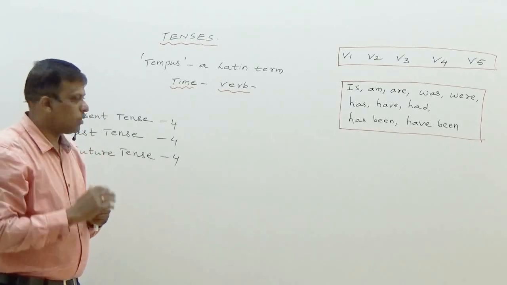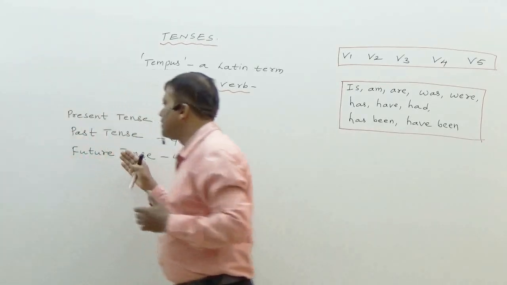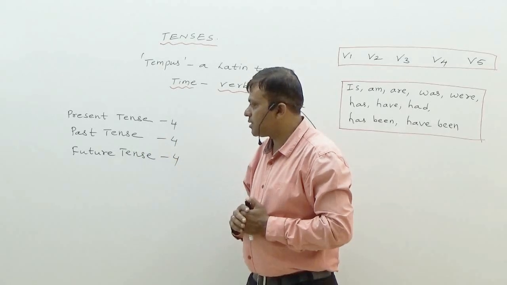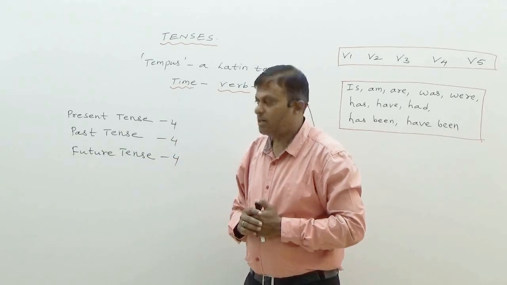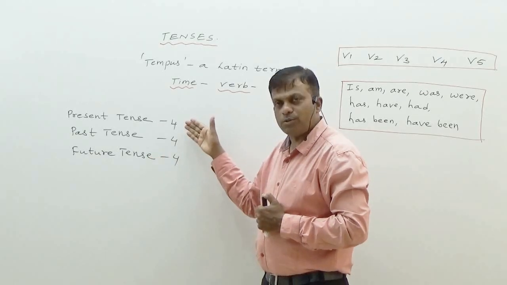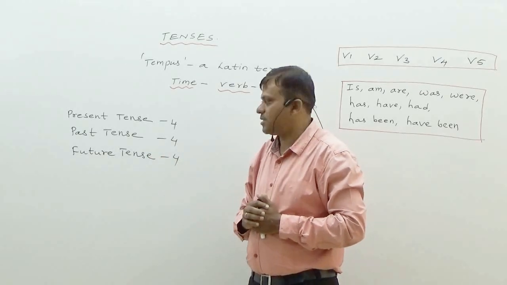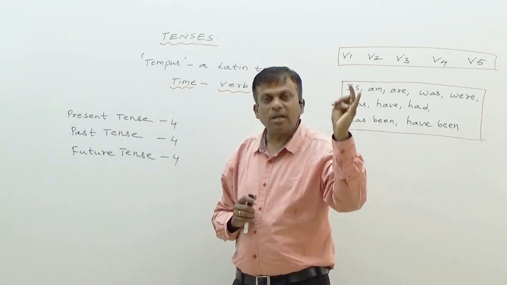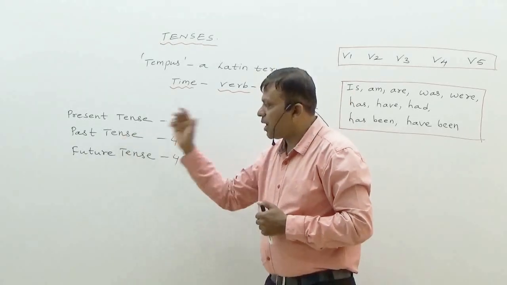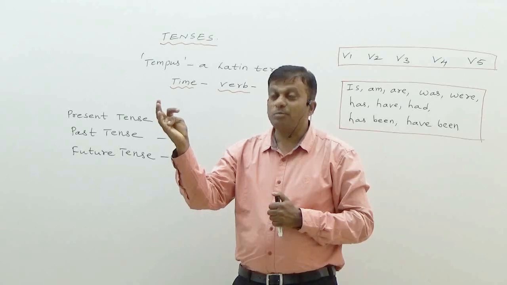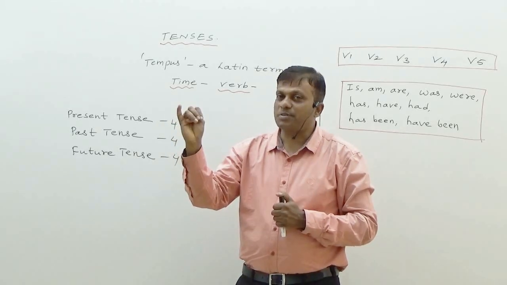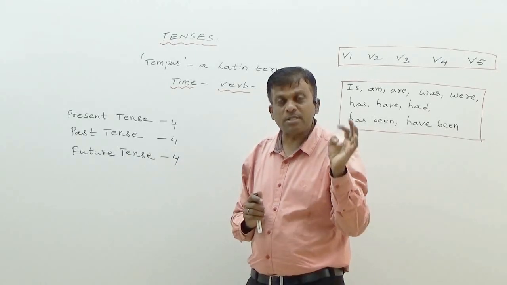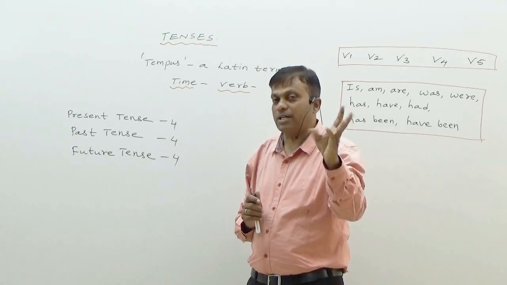I think you know there are three kinds of tenses. One is present tense, second is past tense, and the third is future tense. In every tense, we are going to study four different kinds. In present tense, we have simple present, present continuous, present perfect, and present perfect continuous. In past tense, again, simple past, past continuous, past perfect, and past perfect continuous. In future tense also, simple future, future continuous, future perfect, and future perfect continuous.